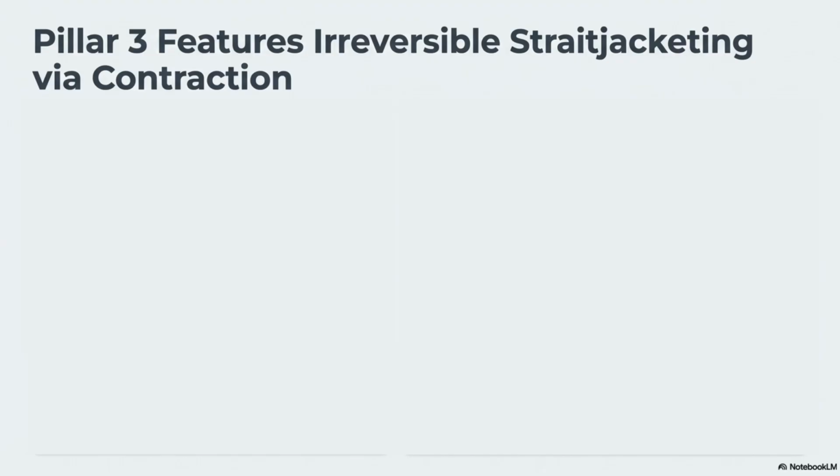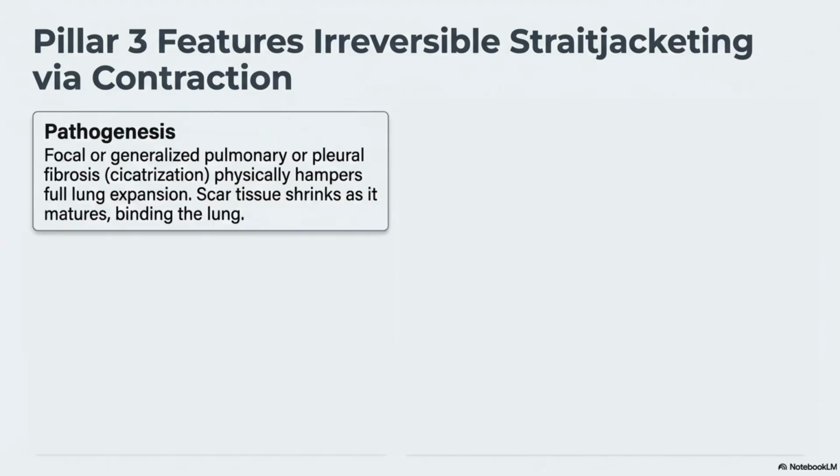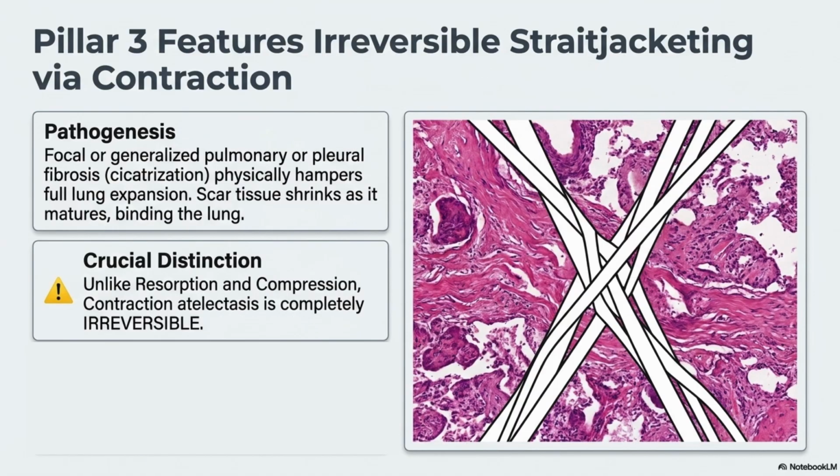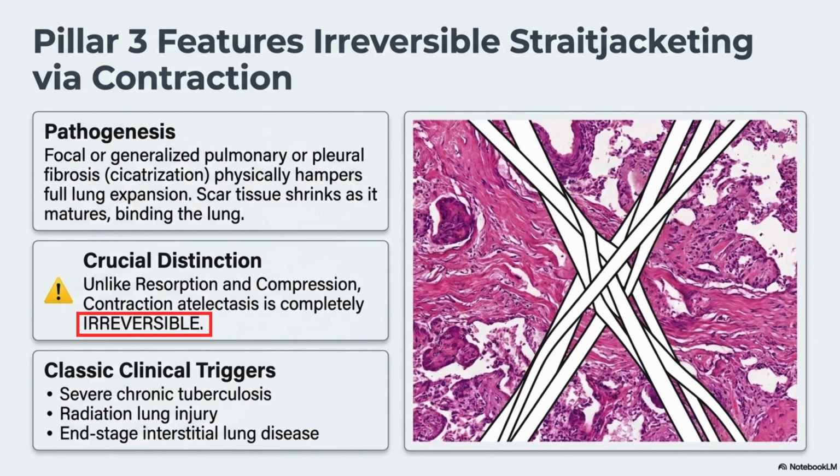Finally, pillar 3 features irreversible straitjacketing via contraction. Looking at the pathogenesis, focal or generalized pulmonary or pleural fibrosis, also known as cicatrization, physically hampers full lung expansion. The scar tissue shrinks as it matures, binding the lung. Pay close attention to this crucial distinction. Unlike resorption and compression, contraction atelectasis is completely irreversible. Classic clinical triggers include severe chronic tuberculosis, radiation lung injury, and end-stage interstitial lung disease.